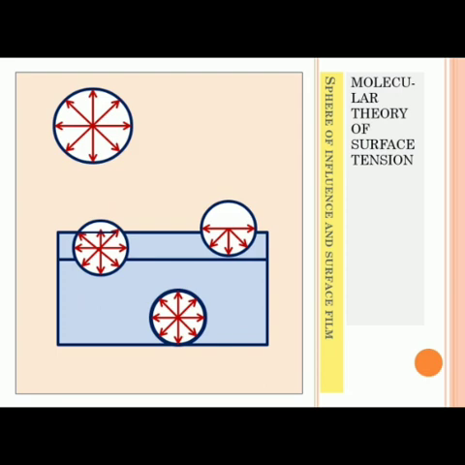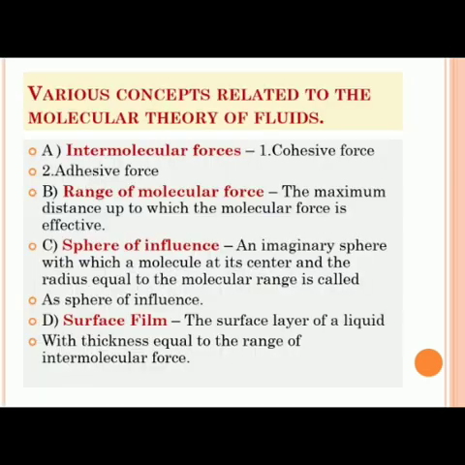Let me move on to the third molecule, which has its upper half lying in the air and its lower half lying in the liquid, but the number of molecules in its sphere of influence is very small as compared to the liquid molecules. As a result, C gets attracted inside towards the liquid molecules within the liquid. Therefore, C experiences a net downward resultant unbalanced cohesive force. The various concepts that I have described in the diagram, let me tell you all in detail.